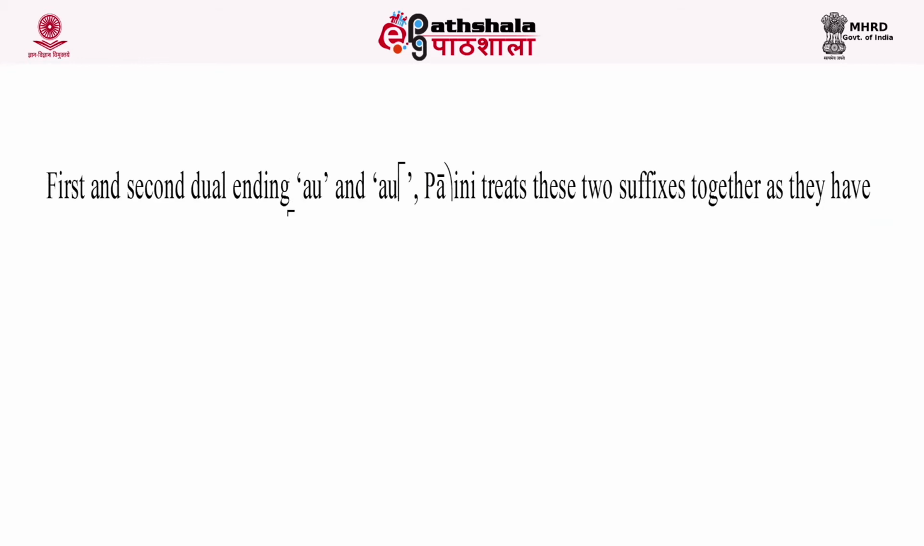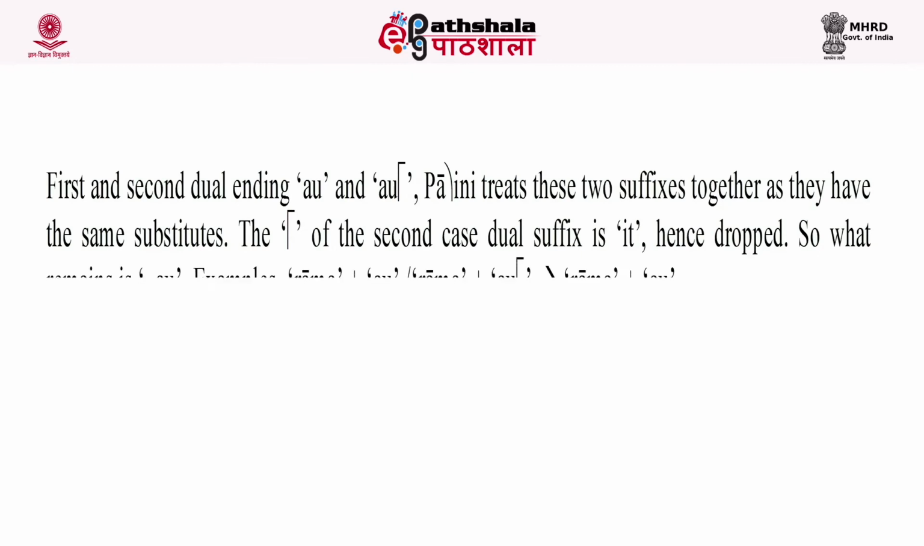First and second dual endings au and aut. Panini treats these two suffixes together as they have the same substitutes. The ta of the second case dual suffix is an it, hence dropped. So what remains is au.